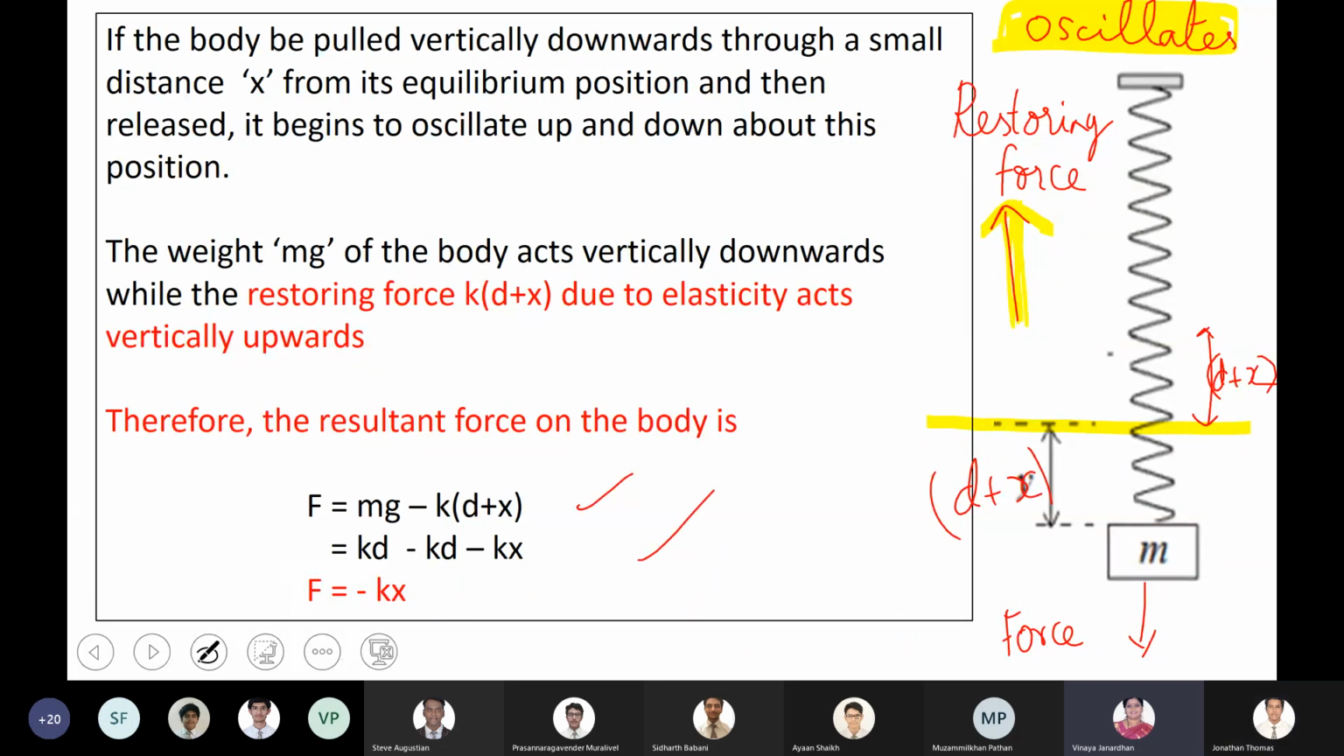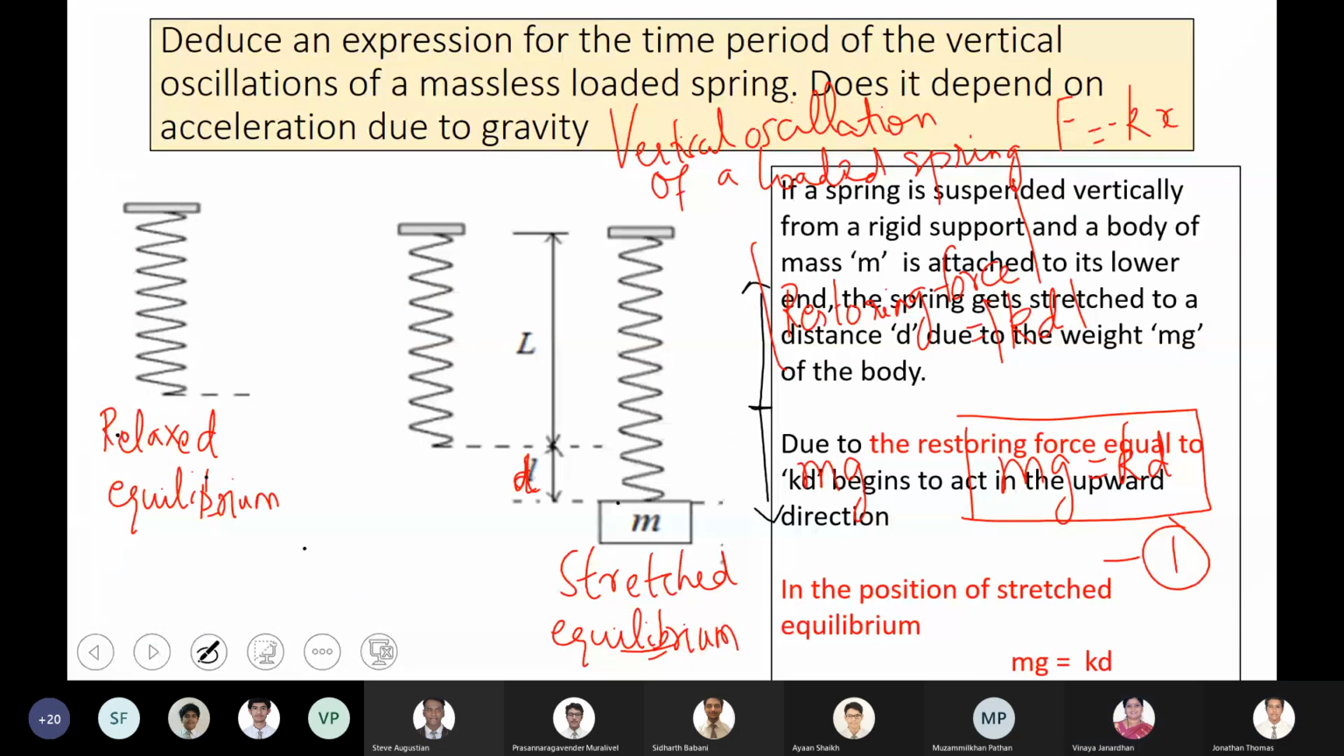Ma'am, in the d plus x, what is d, ma'am? D was, see, in the previous case, when you applied the mass, the spring had already undergone an extension d. And now you are still pulling it down. Say you pull it down by a distance of x meters and then you leave. So now the total extension becomes d plus x. All right?